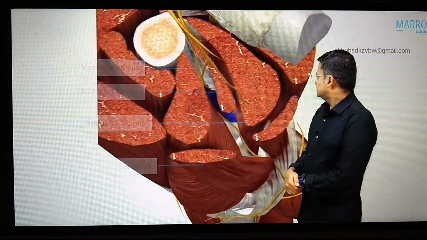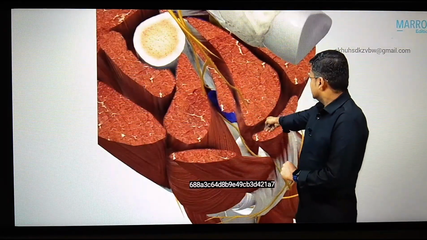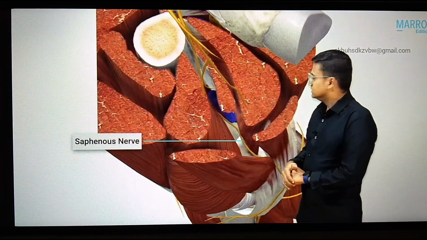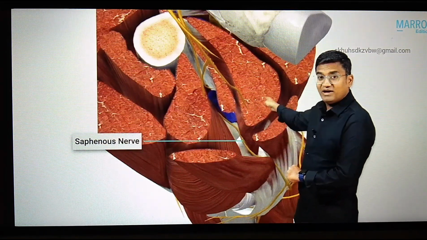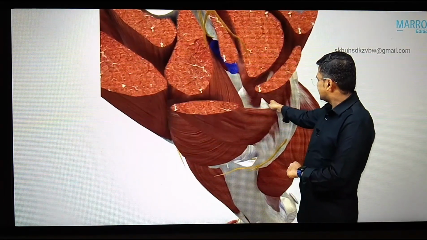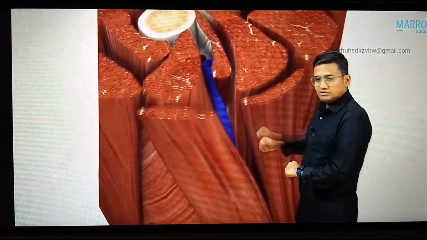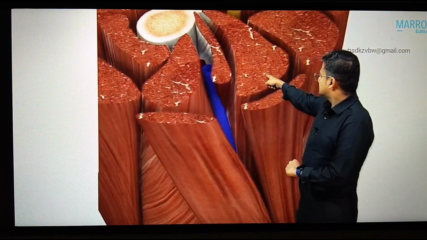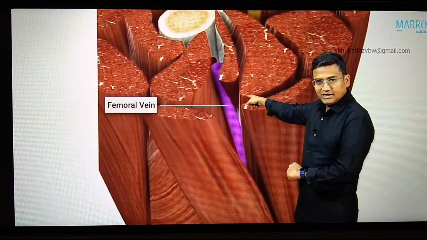Now, see the contents. Now, contents, you're seeing one nerve there, yellow color there. That is our saphenous nerve. Saphenous nerve, branch of femoral nerve, content of this canal. Right. So, now we remove the saphenous nerve to see some more structures. Now, we are seeing one blue color there. Yes, that is our femoral vein.